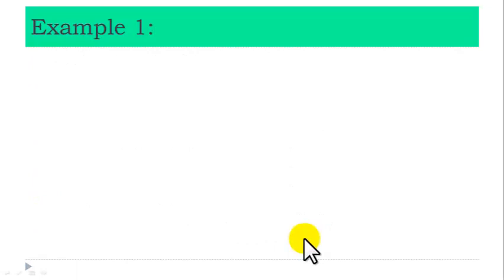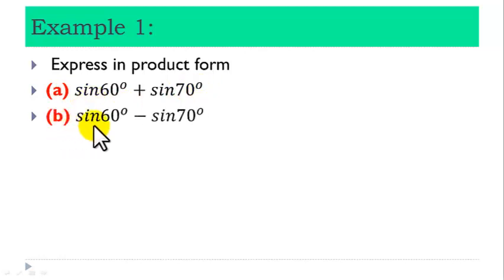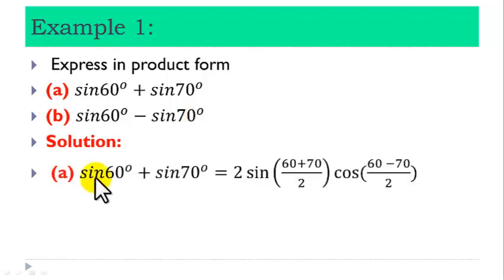Example 1. Express in product form (a) sin 60 degrees plus sin 70 degrees, (b) sin 60 degrees minus sin 70 degrees. Solution. (a) sin 60 degrees plus sin 70 degrees is equal to 2 sin (60 degrees plus 70 degrees) over 2 cos (60 degrees minus 70 degrees) over 2.